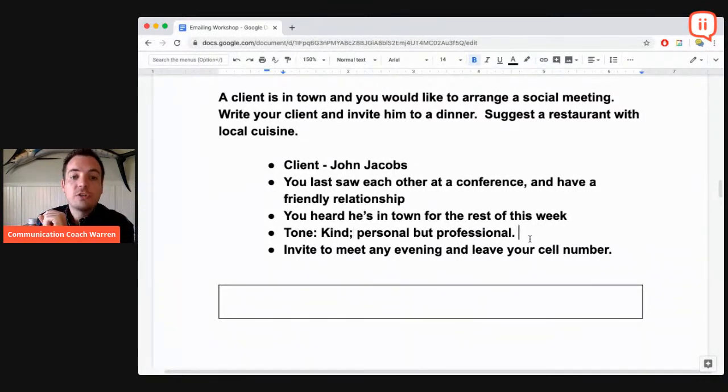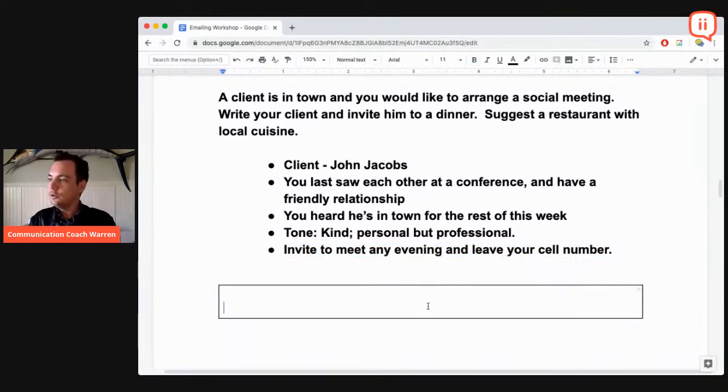Now, our tone needs to be kind, but personal, but professional. We don't want it to sound like a WhatsApp message. We don't want to use emojis. We want our tone to be kind, personal, but professional. And we want to invite him to meet any evening and leave our cell phone number for contact.